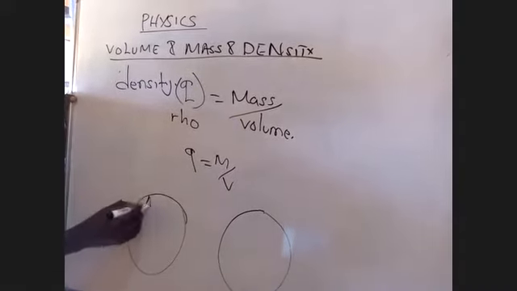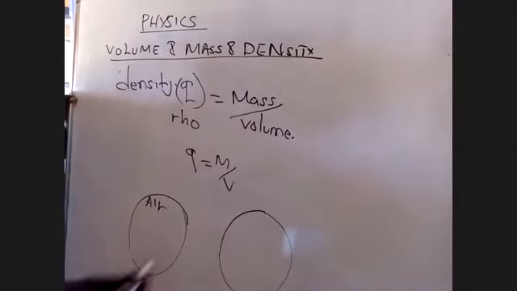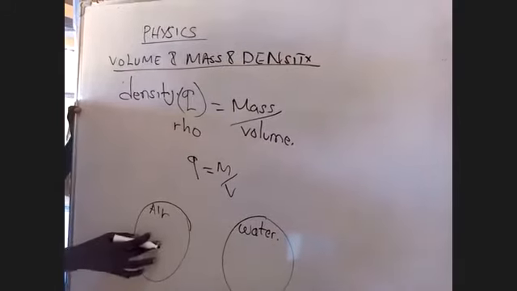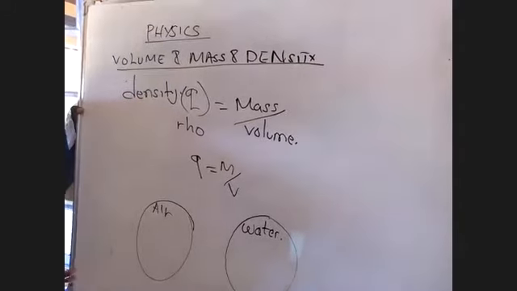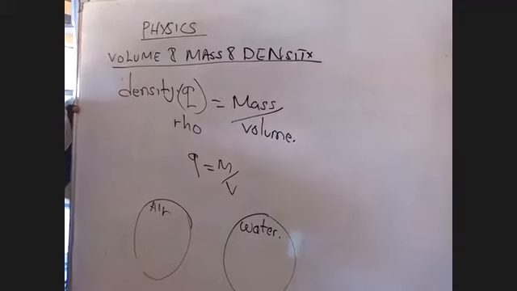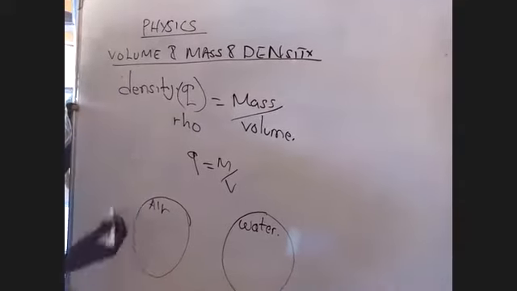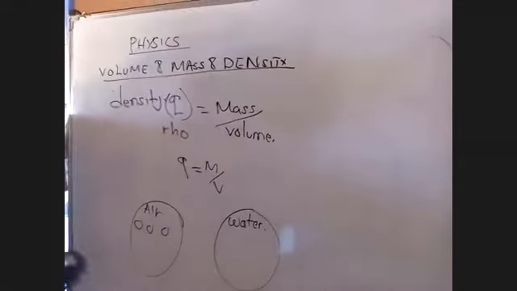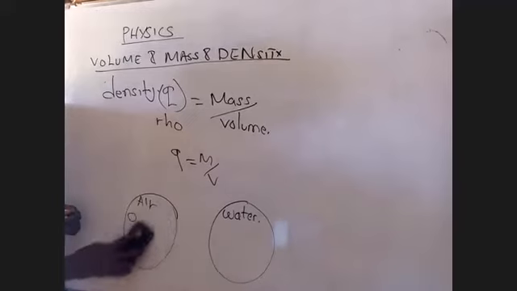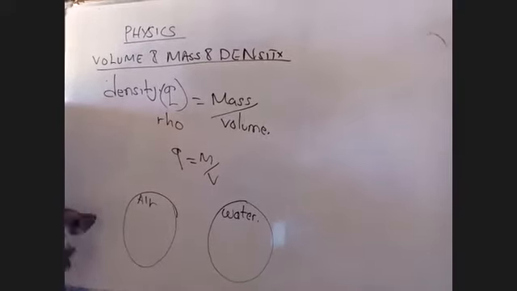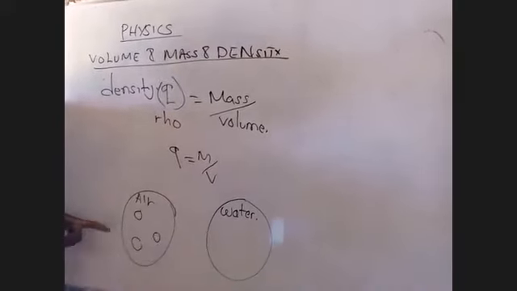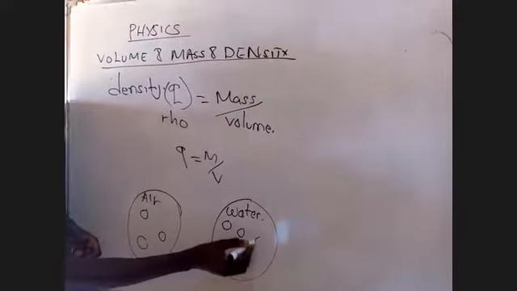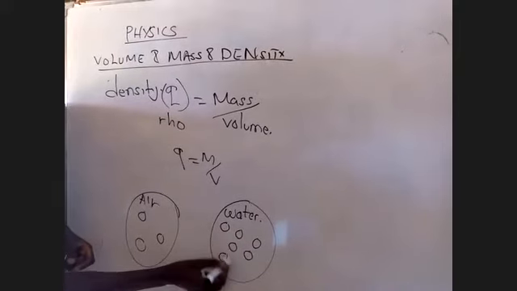I can say this is air and this is water. So I want us to compare the densities of air and water. As we know, matter is usually made up of very small particles. If we draw the particles in matter here, you can see that for air, the particles are much farther apart from each other, but for water, they are a little bit closer.